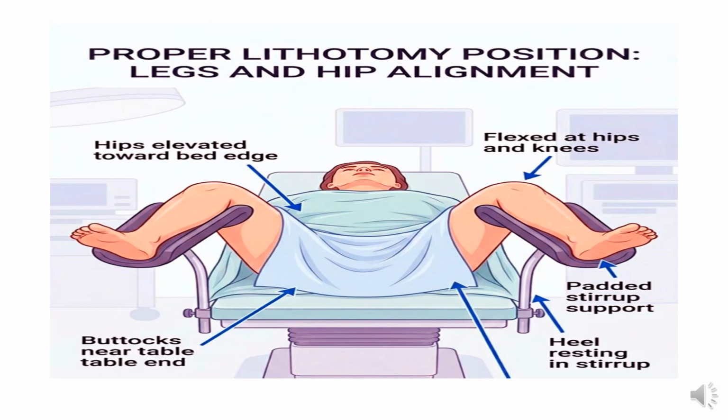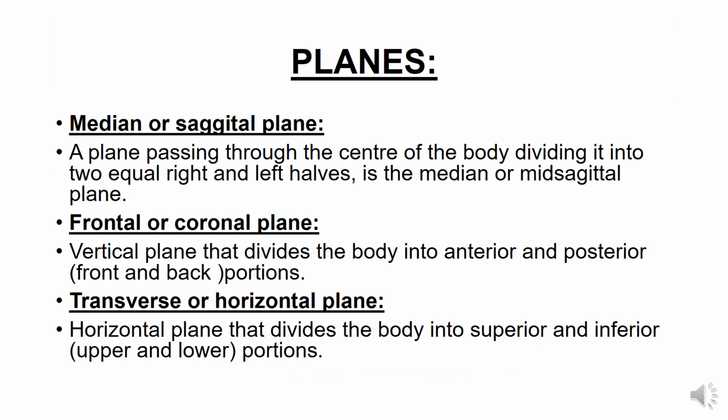Our second topic ended here. And let's come towards a new area, anatomical planes. We slice the body to see inside. We call these imaginary lines anatomical planes. In anatomy, we focus on three main planes: median, frontal, and transverse plane.